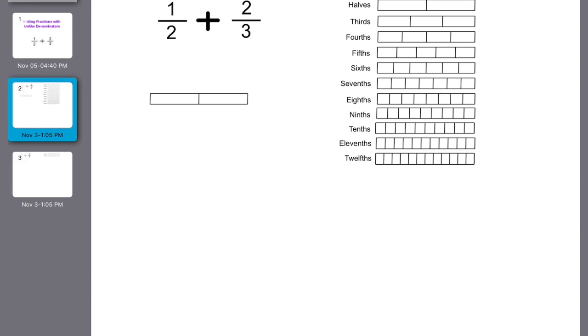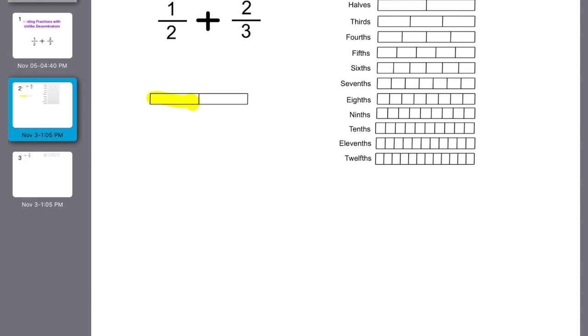As you can see, there are two parts the whole is broken into, also known as 2 halves. If we have 1/2, then we know one count is going to be shaded within the 2 parts. So I'm going to highlight that one part.